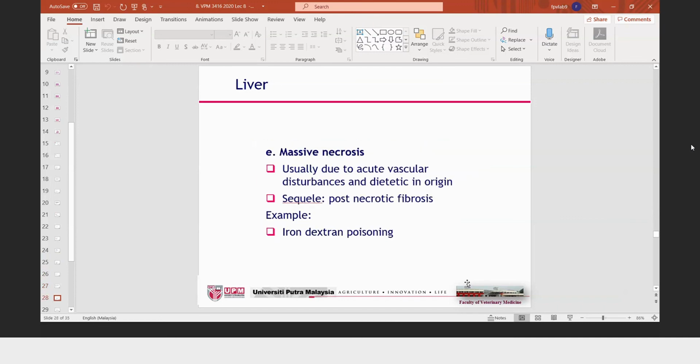Massive necrosis, I think many of us have experienced this with iron dextran injection in piglets. In the supplementation of iron in piglets, if it is given excessively or with a wrongly calculated dosage, it can lead to poisoning. A very significant lesion you expect to see is massive necrosis in the liver parenchyma. Usually it is due to acute vascular disturbances, endothelial in origin, and as a result, in the long run, it might lead to post-necrotic fibrosis.